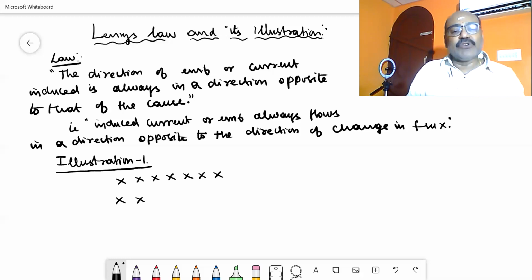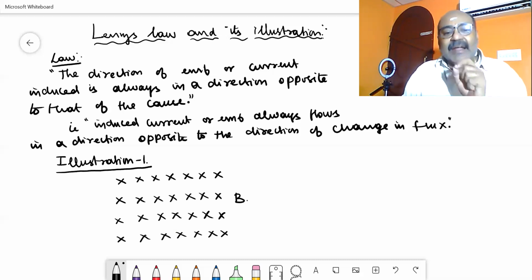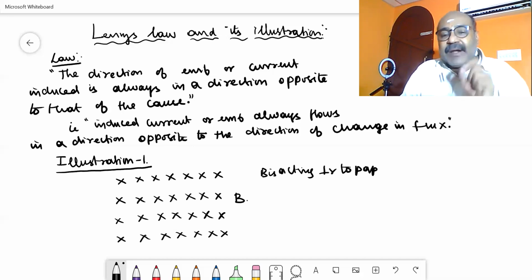See, if you are representing a uniform magnetic field along the plane of the paper, parallel lines will be drawn. If you are representing the uniform magnetic field B with the help of crosses, then it indicates that the magnetic field B is acting perpendicular to the paper and inwards.